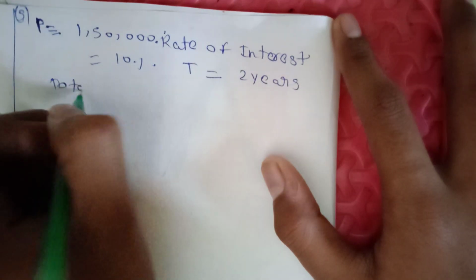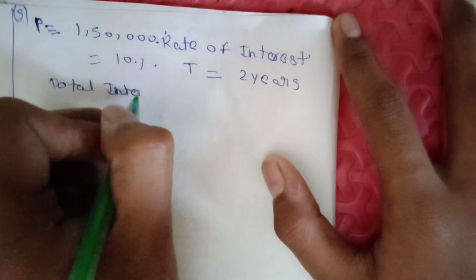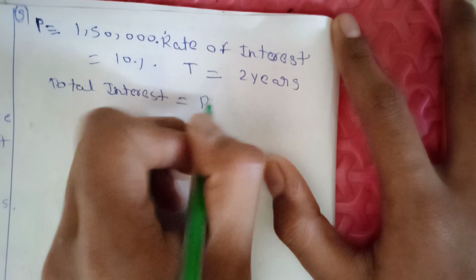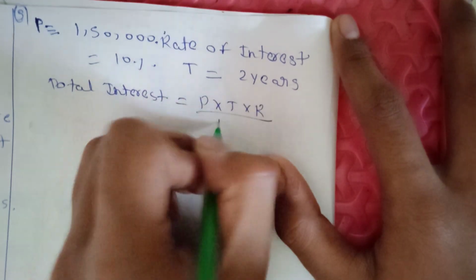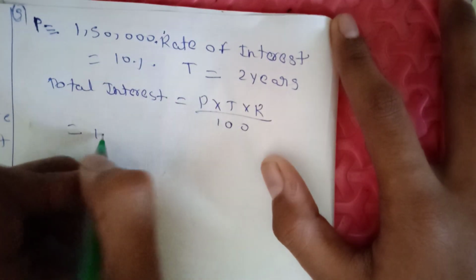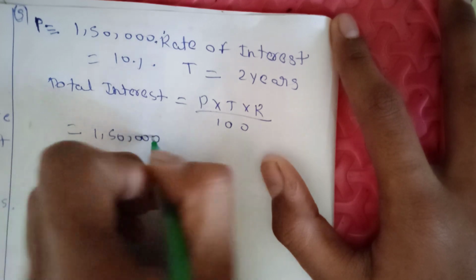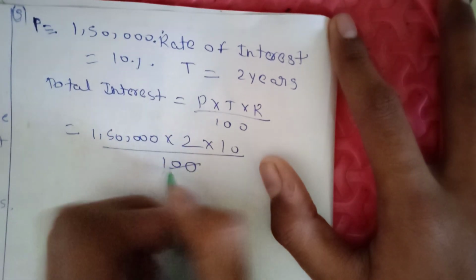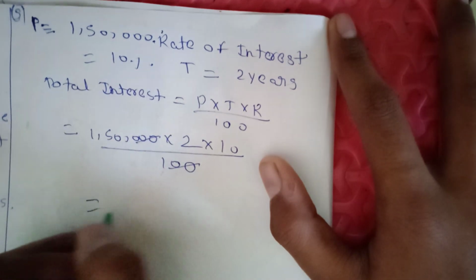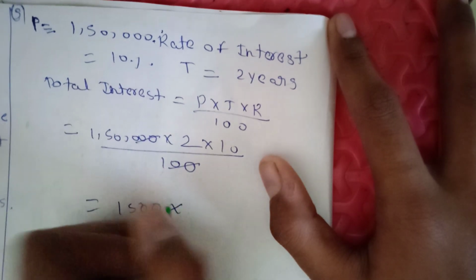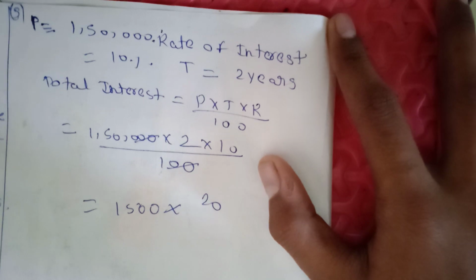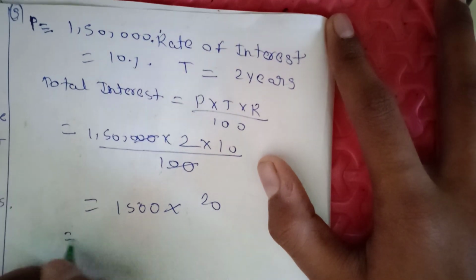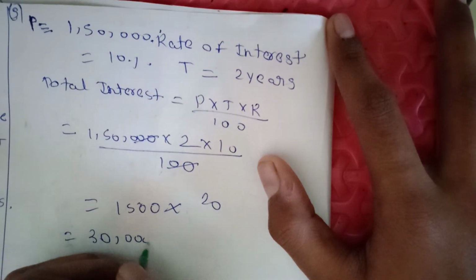We will use the same formula. Total interest is equal to P into T into R upon 100. So 1,50,000 is your principal into 2 into 10 upon 100. So two zeros cancelled. So we are left with 1,500 multiplied by 10, 2 10s are 20, so 20 is equal to 30,000 rupees.